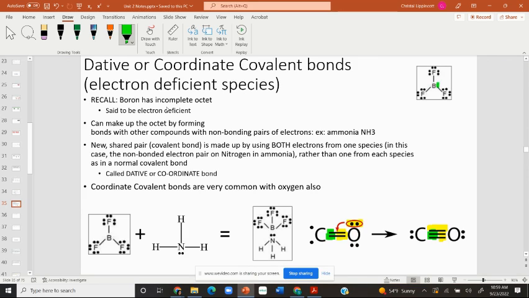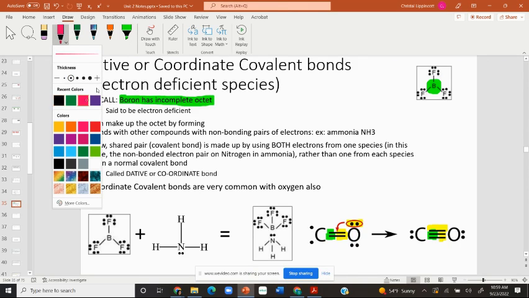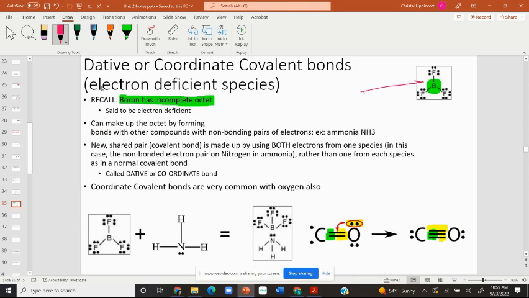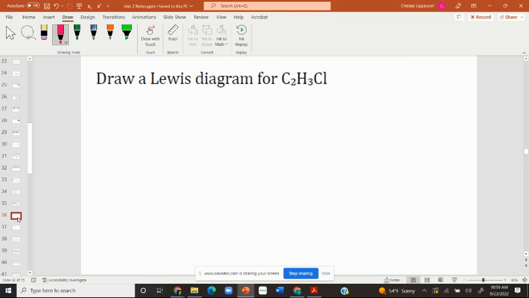Also, boron is another exception. Boron is said to have an incomplete octet. Boron is happy with how many electrons? 6. Okay, so boron's happy number is 6 electrons. That is another exception that you kind of need to be aware of.